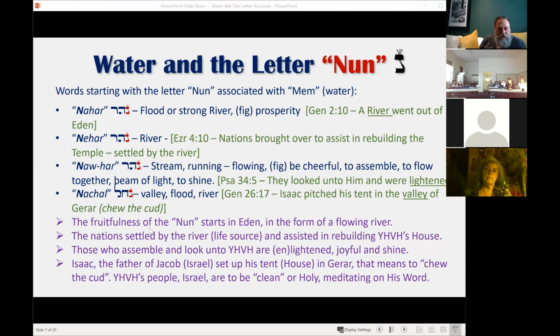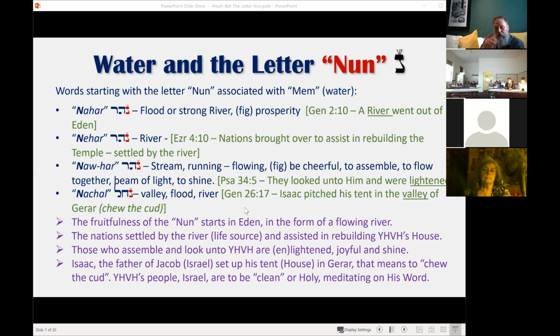The fourth word is Nachal, which is Nun Chet Lamet. That means valley, flood, or river. And that's found in Genesis 26, verse 17, where Isaac pitched his tent in the valley of Gerar. Now, this is an interesting word. Gerar means to chew the cud, and only kosher animals or clean animals chew the cud.